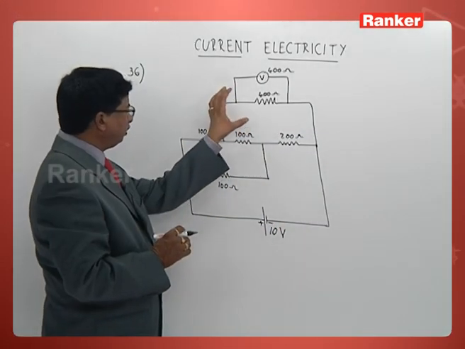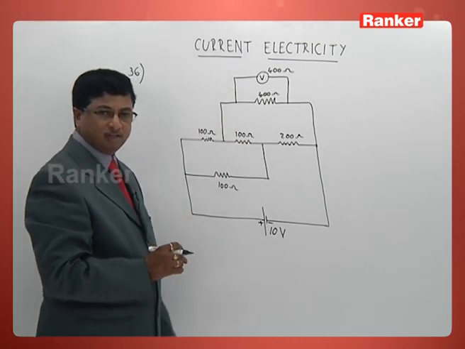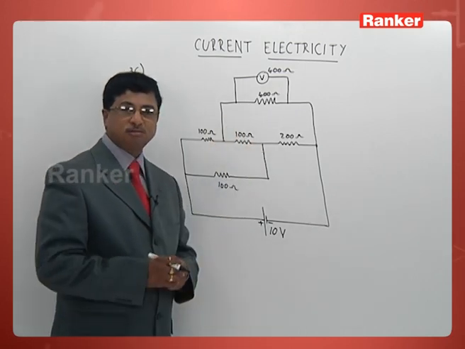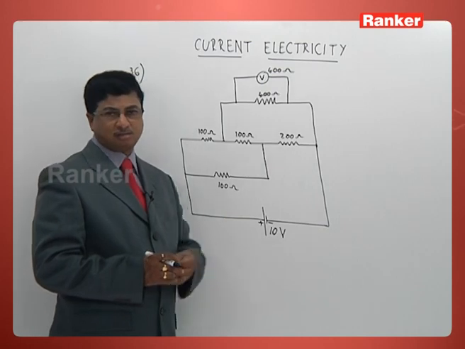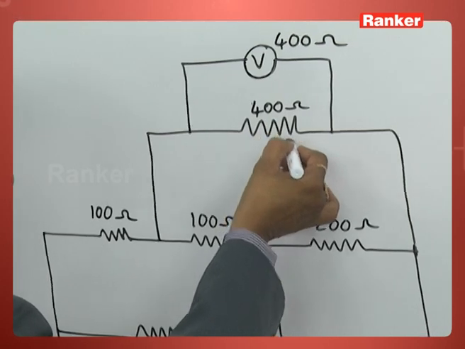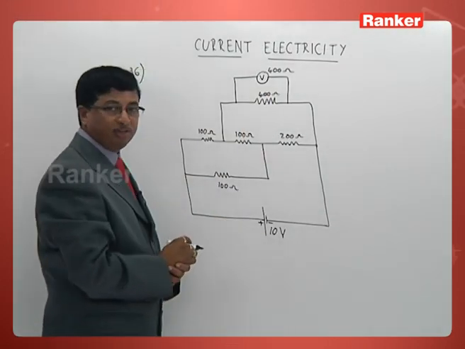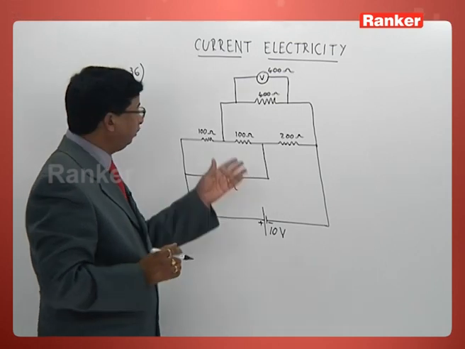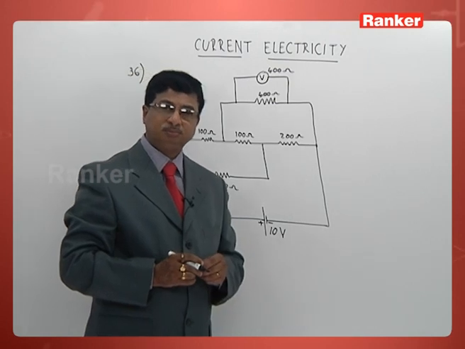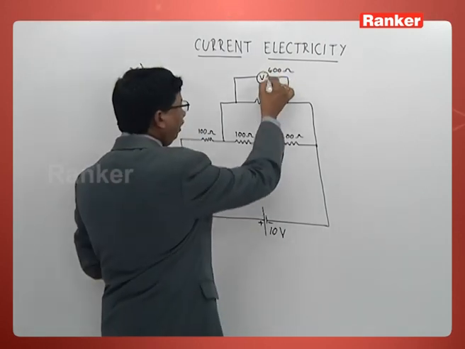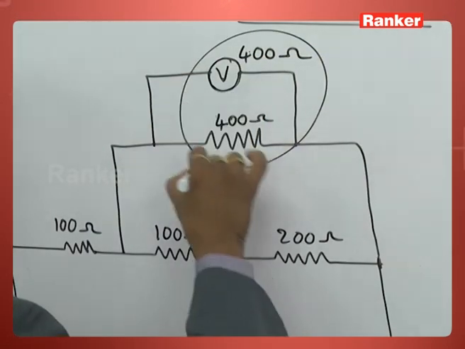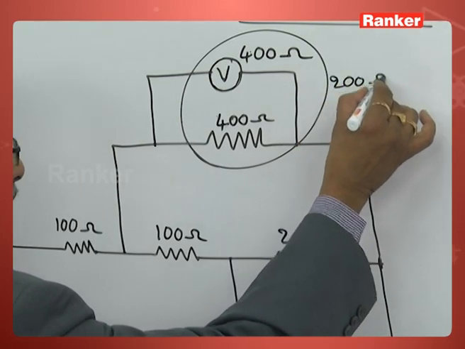If you just look at this circuit a little carefully, you can find a Wheatstone bridge in that circuit. Where is it? Consider the voltmeter of 400 ohm connected across another resistance of 400 ohm in parallel. In fact, we all know a voltmeter will always be connected in parallel. So we know this 400 and 400, when both are in parallel, the effective resistance of that one is simply 200 ohm.